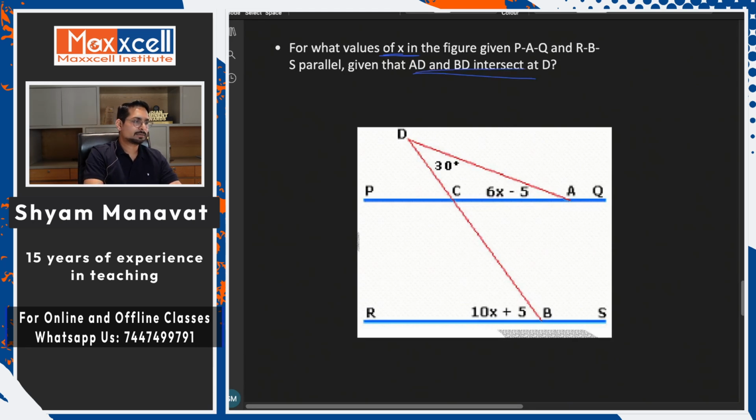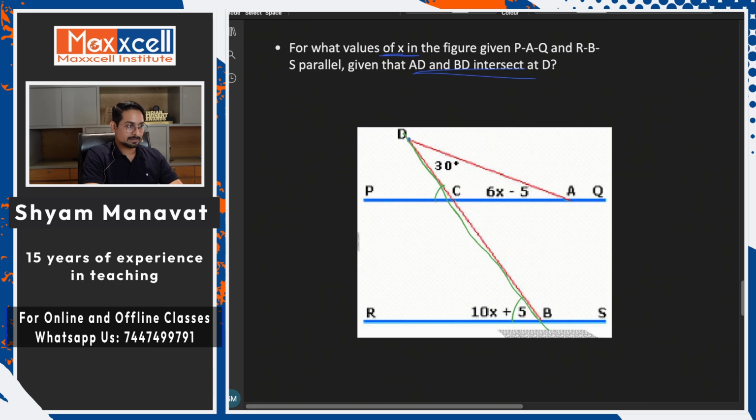AD and BD intersect at point D. Okay, it is visible in the diagram. What are you seeing? We know that you have already been given the diagram, right? Now if I look at AD as a transversal line, don't you think that this is an acute angle and this is also an acute angle?